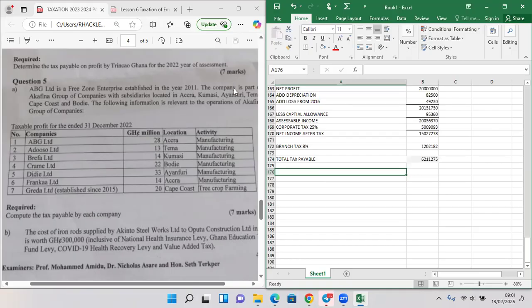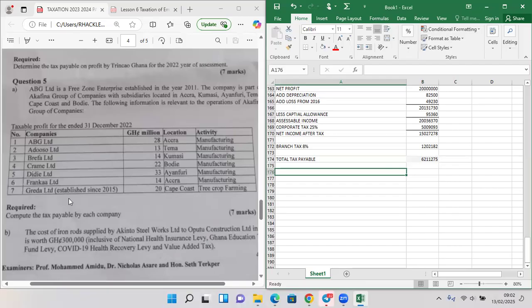So the company is part of Akafina group of companies with subsidiaries located in Accra, Kumasi, Ayan Furi, Tema, Cape Coast, and Bole. The following information is relevant to the operations of Akafina Group companies. So these are the companies, these are the profits that they made, and then the location, and then the activity they do.